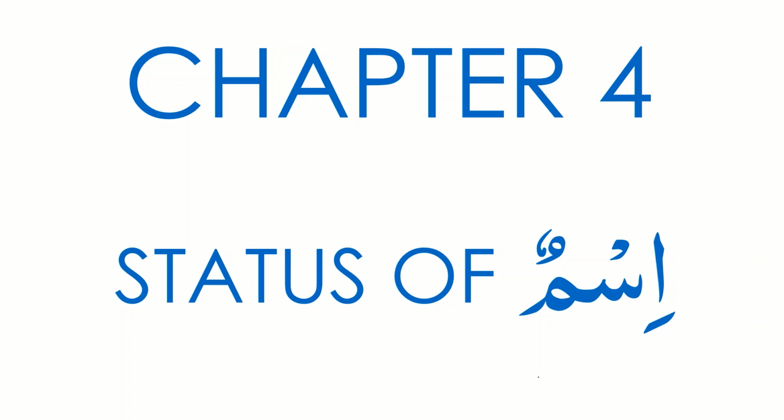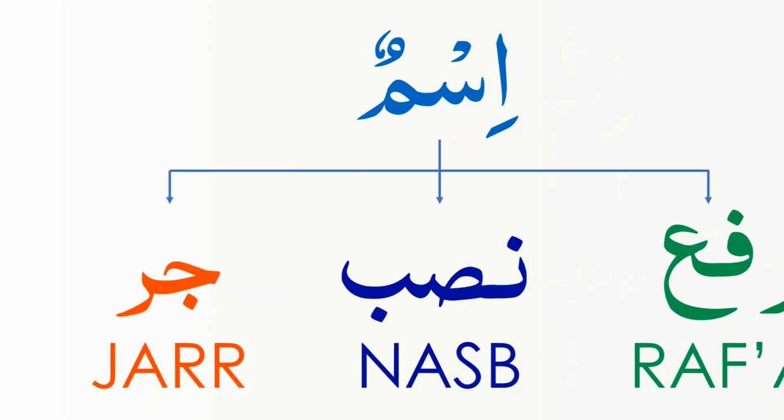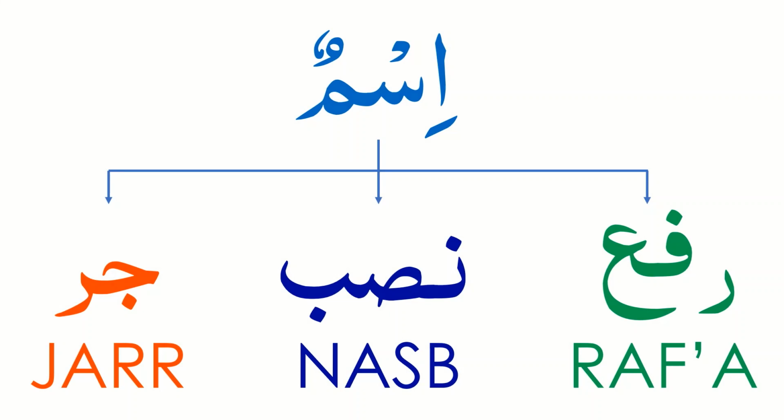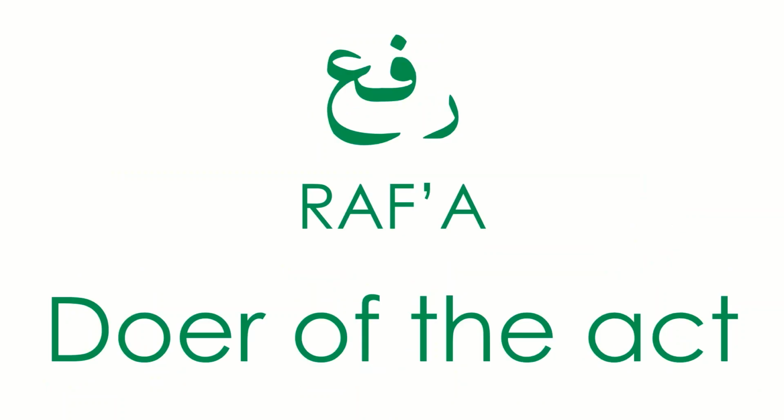Bismillah. We will start our fourth chapter, Status of Ism. There are three forms of status for an ism, and the status depends on the role the ism is playing. Those are Rafa, Nasab, and Jarr. Rafa means the doer of the act. The doer is the one who carries out the action.